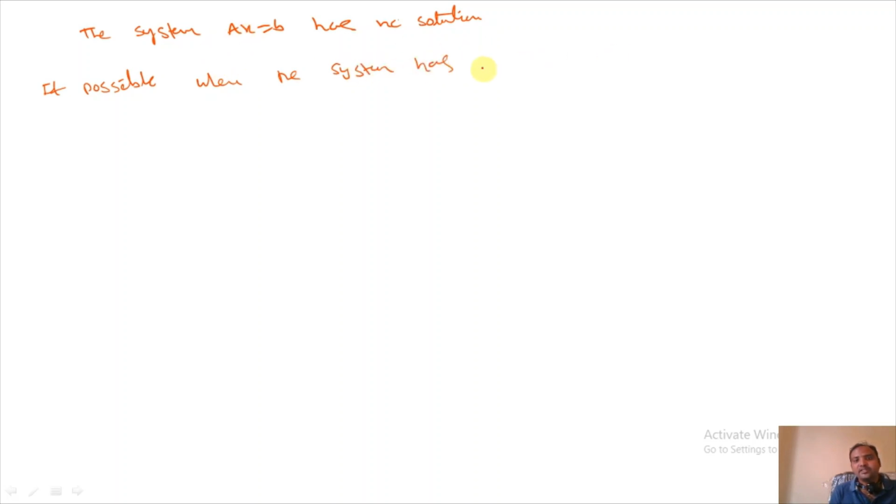So first, suppose the system Ax equal to b has no solution. When is it possible? It is possible when the system has more equations than unknowns. When the system has more equations than unknowns, the system has no solution.